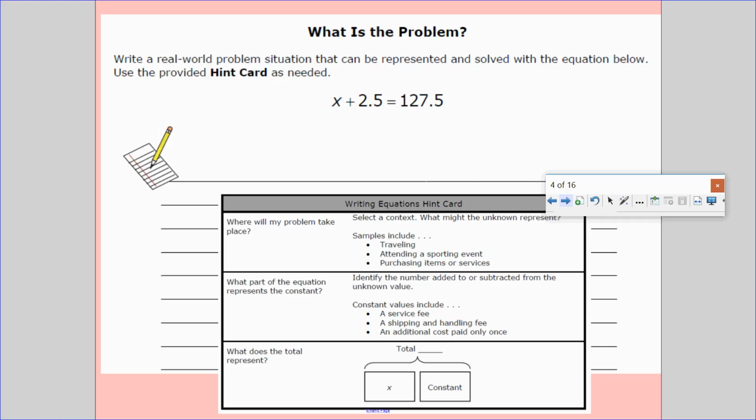Today you're going to be given an equation. Can you write a story using the given numbers from this equation? If you need to, use the hint. The equation is x plus 2 and 5/10 equals 127 and 5/10. If you get stuck, your story could be about traveling, attending a sporting event, purchasing items or services. And these numbers, 2 and 5/10, could be a service fee, a shipping and handling cost, an additional cost paid only once.